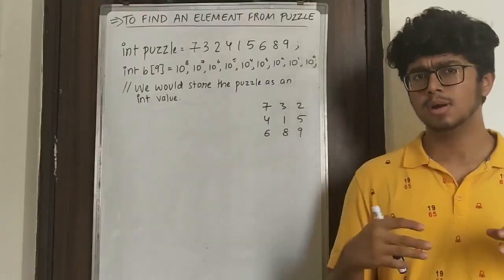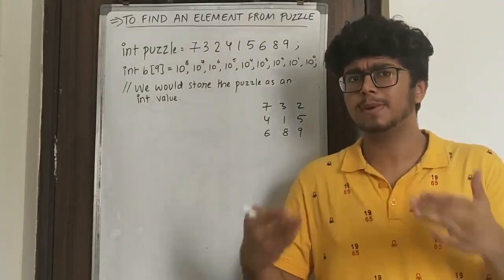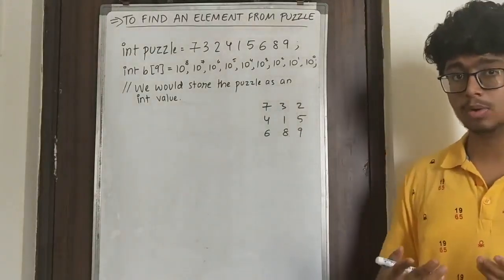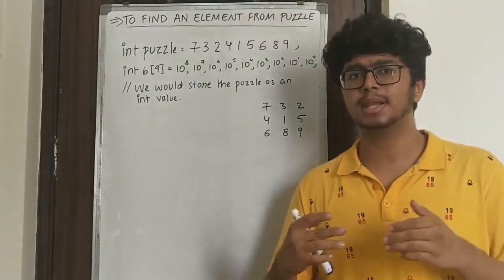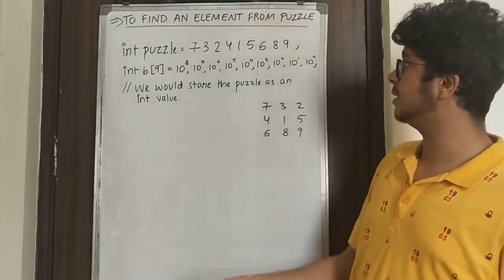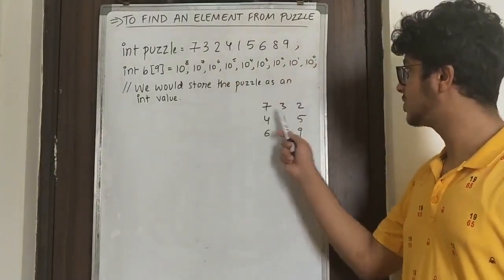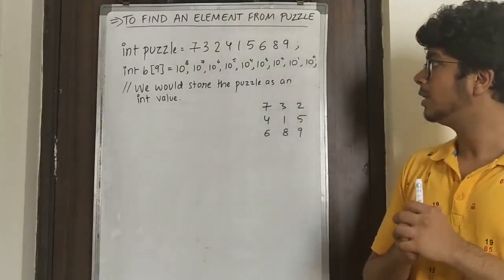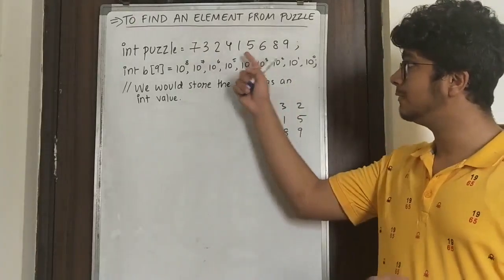Okay, so now how to find a particular element from the puzzle? Basically we have, say for example, this puzzle. Now we would store this puzzle in an integer, right? So we would take a primitive integer and that would store our puzzle. So we're going to store it in this way, 732415689. Now what if I want to find a particular element from this puzzle?